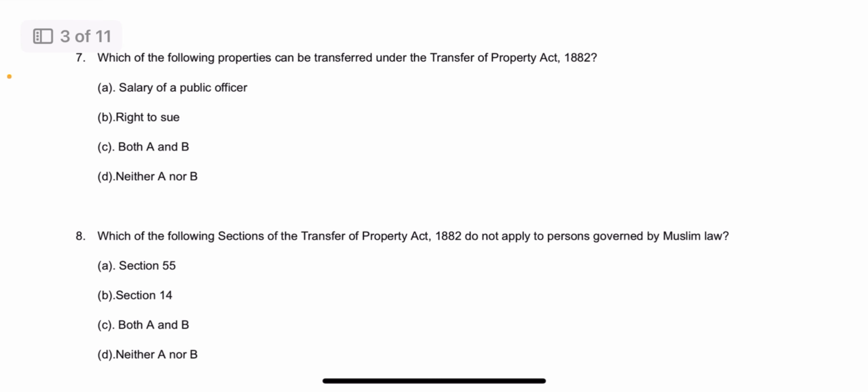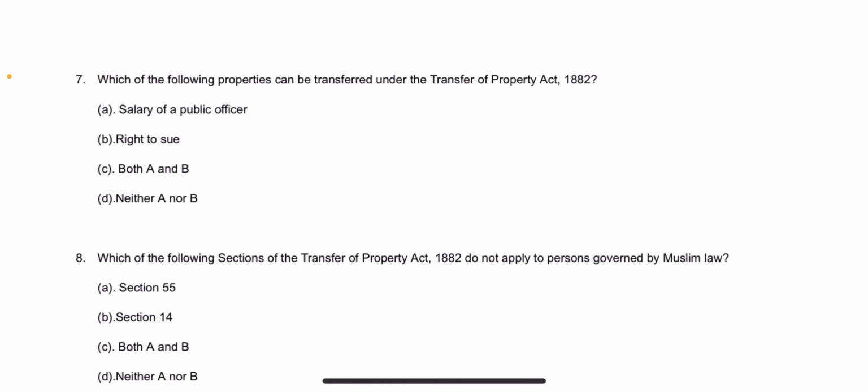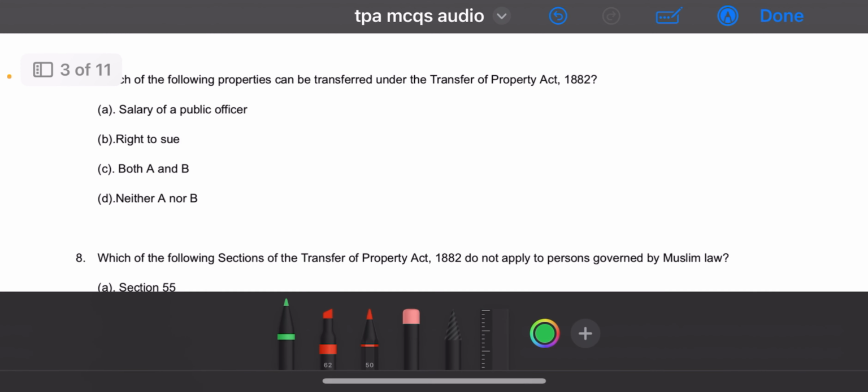Seventh question is, which of the following properties can be transferred under the Transfer of Property Act 1882? The options are A. Salary of a public officer, B. Right to sue, C. Both A and B, D. Neither A nor B. So the correct answer is D.